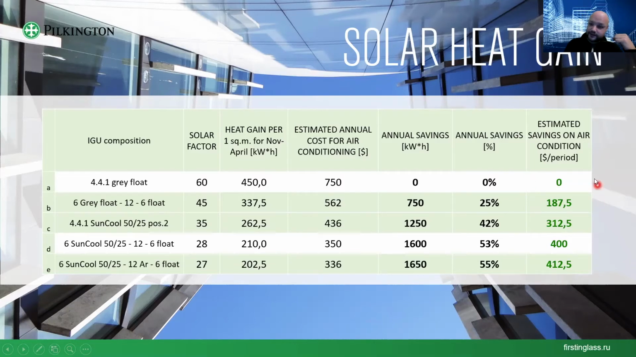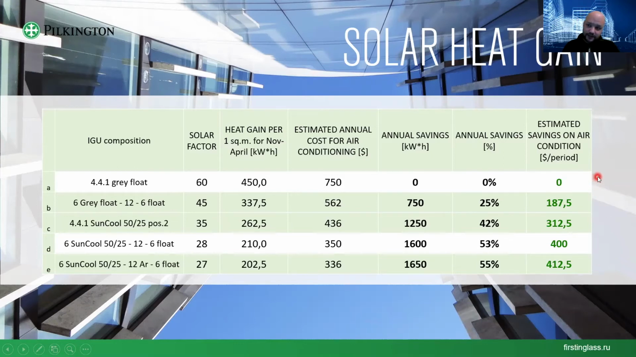Now, as you can see, in comparison to the standard laminated solution, the IG unit with the special solar control glass will save about $400 on air conditioning from November to April. That is also based on the assumption that air conditioning will always be working. Of course, if you turn it off during the daytime, savings will be less, but if you take an office building, that would be the number you will be looking at.